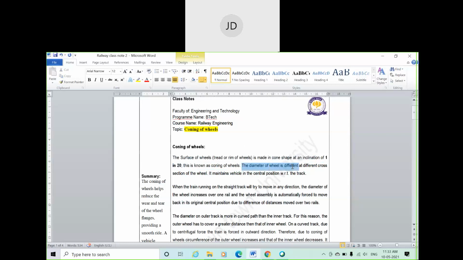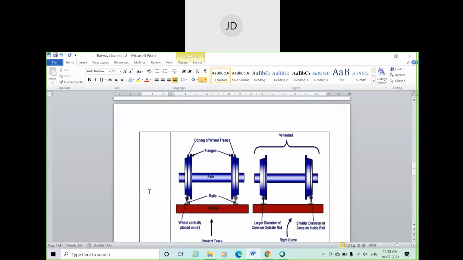Okay, the diameter of the wheel is different at different cross sections of the wheel, and it maintains the vehicle in the central position with respect to the track. That means the diameter of the wheel is different at different cross sections. Now again, I want to draw the same diagram. Let me draw. Okay, wait, let me draw the cone. So the cone is given in this direction, isn't it?